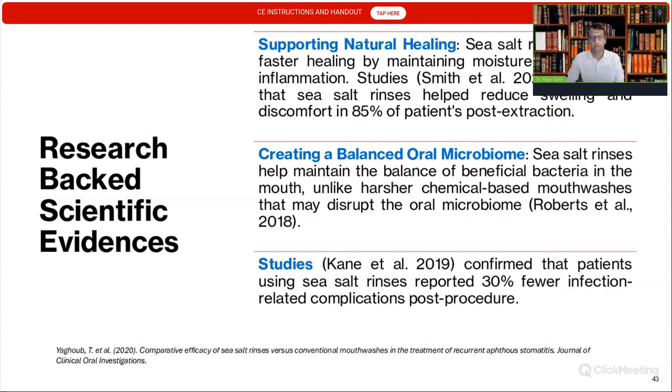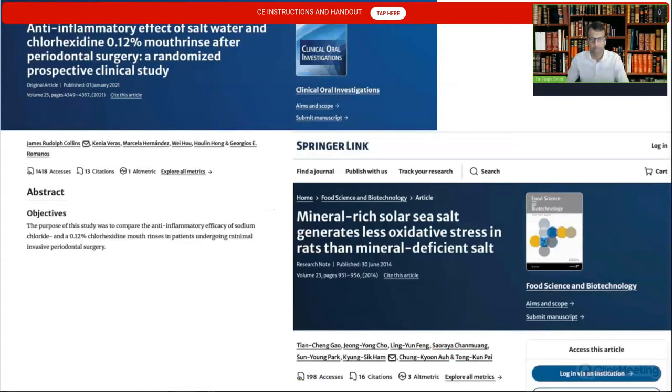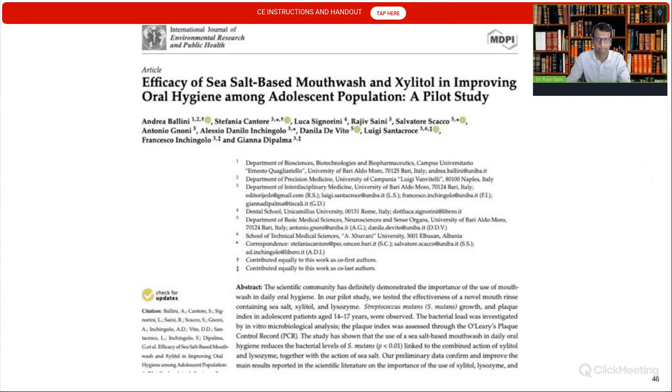It supports natural healing. It creates a balanced oral microbiome. Studies have confirmed that patients using sea salt rinse have fewer infections and complications, including post-operative infections. Rinsing with sea salt enhances the growth of fibroblasts. If fibroblasts are enhanced, that means our tissues are responding fast and definitely it will increase healing. Lots of scientific data, lots of research. There are numerous papers that support sea salt as an effective measure for oral hygiene and healing process enhancement.